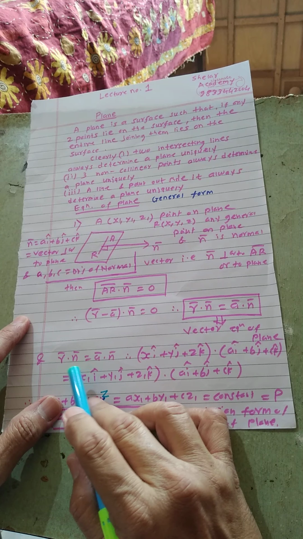Now AR dot n bar is equal to 0. Therefore (R bar minus A bar) dot n bar is equal to 0, writing AR in terms of position vectors. And therefore R dot n is equal to A dot n, which is the vector equation of the plane.